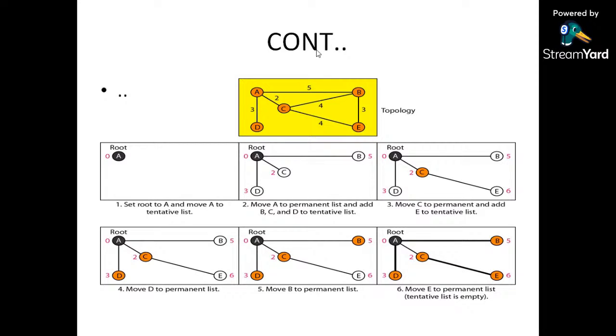Now four, move D to the permanent list. Thus we can make the different nodes, starting from the root, permanent. Now move B to the permanent list, and at last all the nodes are covered. Move E to the permanent list. So the tentative list is empty at the end.